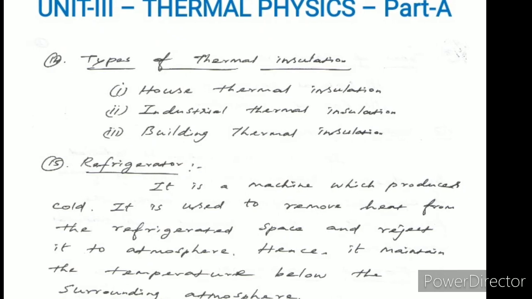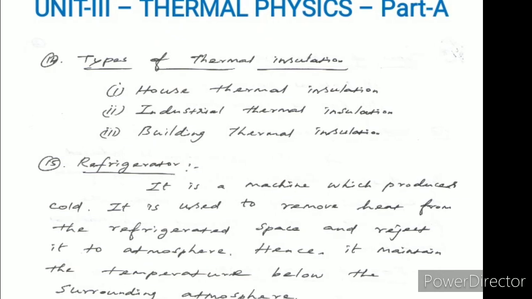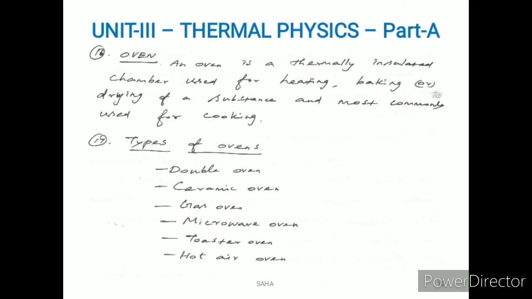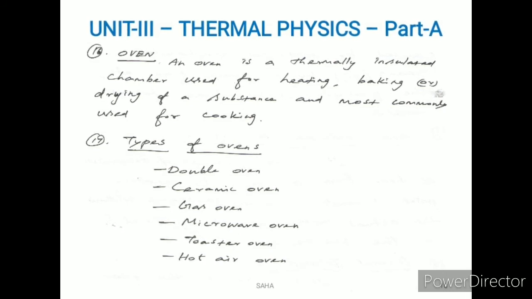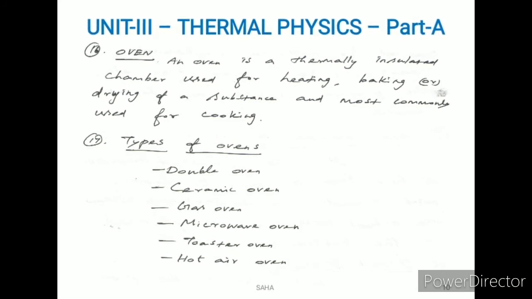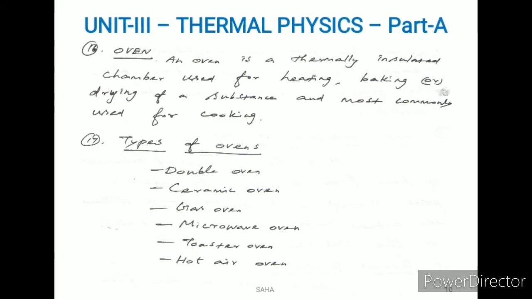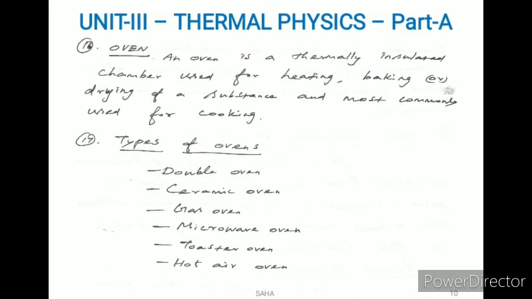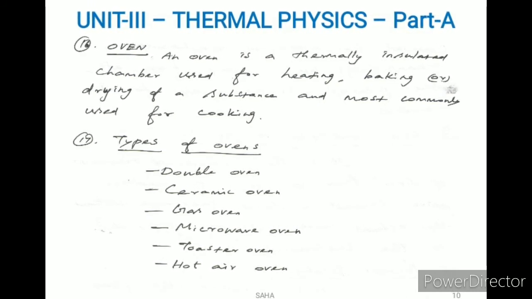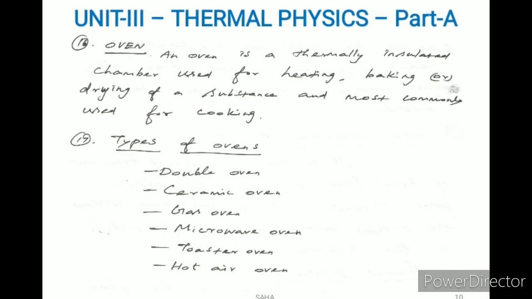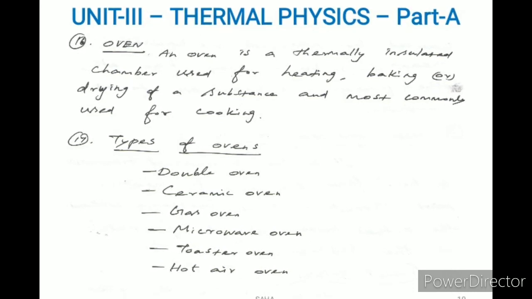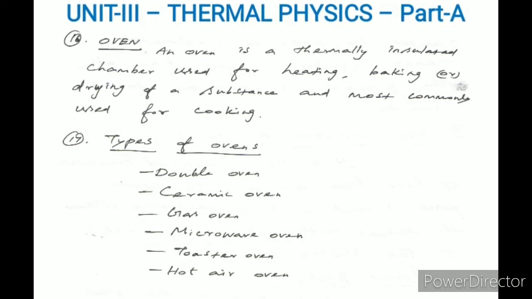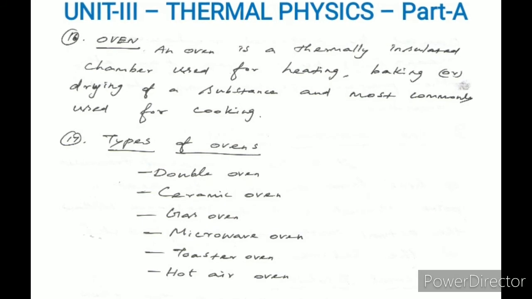For refrigerator we have to write about the notes. 16th question, oven. An oven is a thermally insulated chamber used for heating, baking or drying of a substance, and most commonly used for cooking. Usually we see them in bakery shops, and in some homes also, and for research purposes also. Types of oven is the 17th question. 6 types of oven: double oven, ceramic oven, gas oven, microwave oven, toaster oven, and hot air oven.